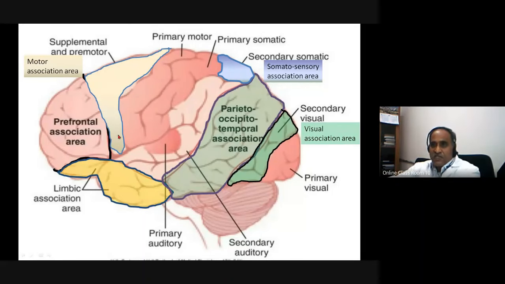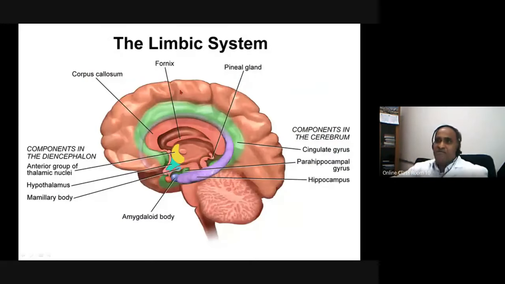Here is the speech center, especially the motor speech center, what is called Broca's. How does the limbic association area look like? Because it's not very clear. So to visualize the limbic association area, we have to take the sagittal section of the brain.